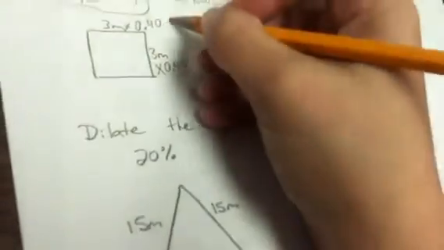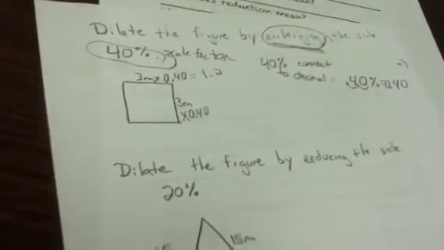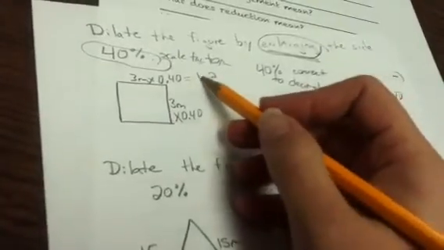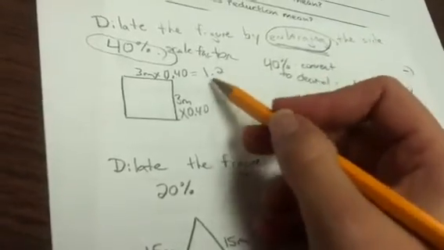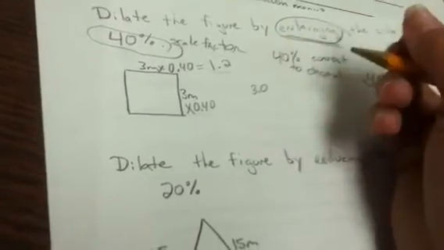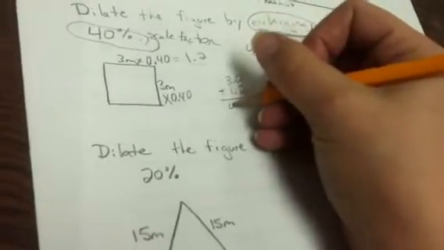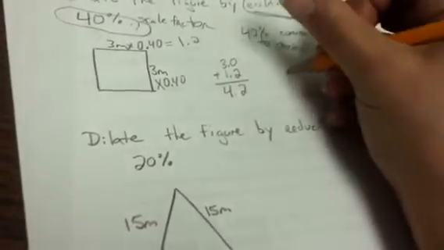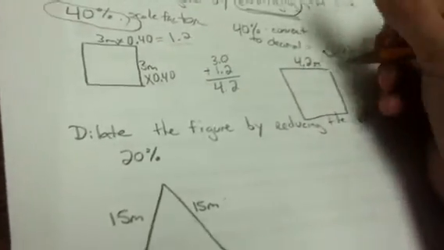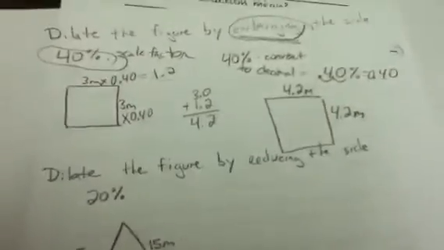So we're going to multiply each side by 0.40. When we multiply it, we get 1.2. Wait a second, I thought it got bigger. Well, it does. 1.2 is not the measurement of the side. This is how much it's getting bigger by. So if it started off as 3 meters and we're enlarging it by 1.2 meters, our new side is 4.2. So our new square is 4.2 meters.